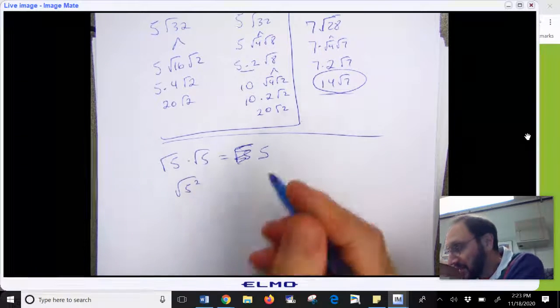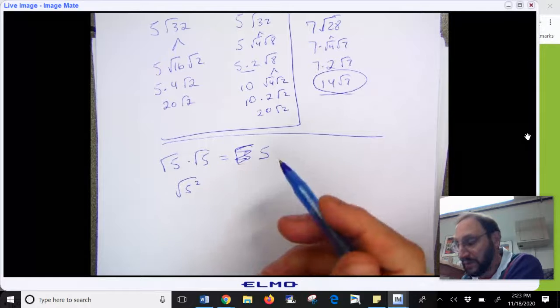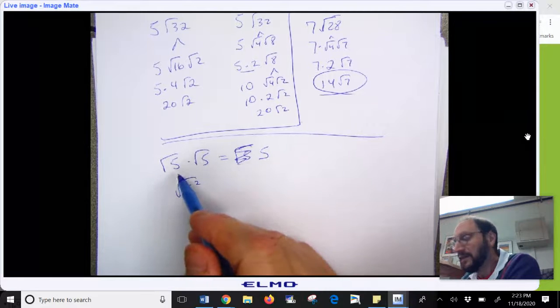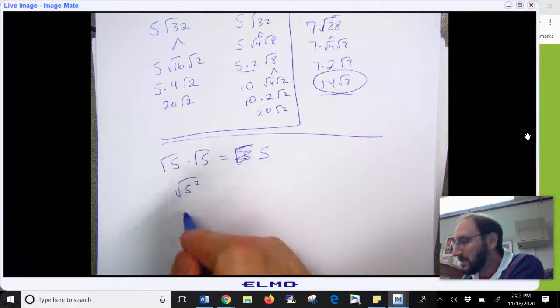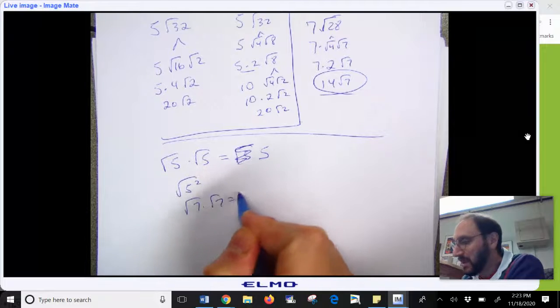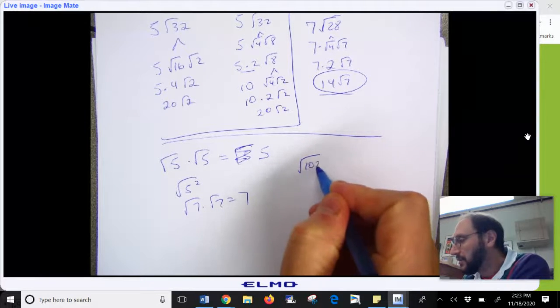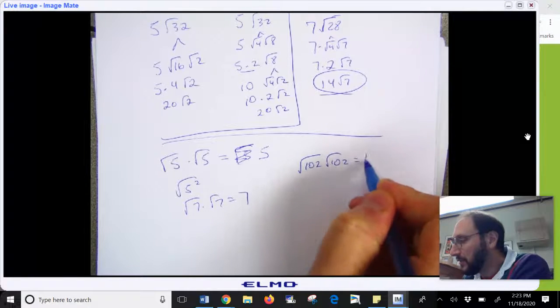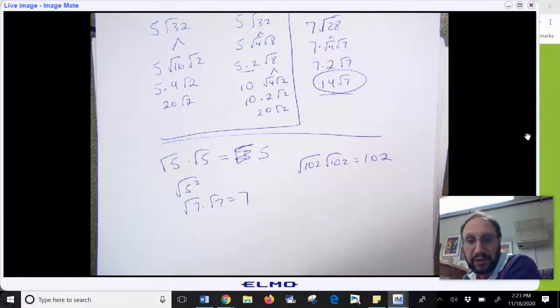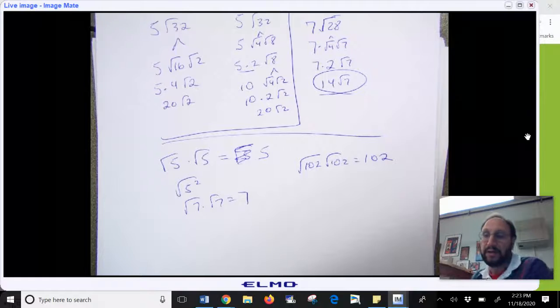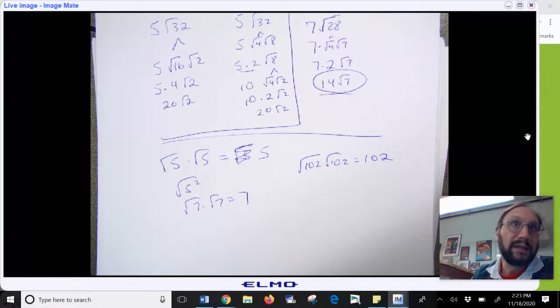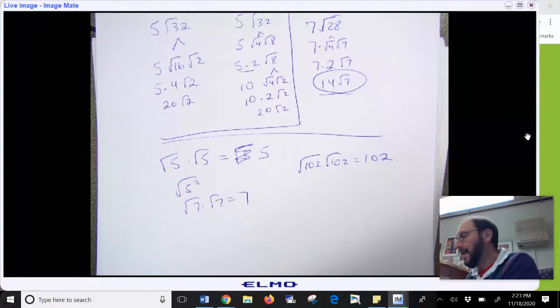So it kind of undoes it and it becomes magically 5. Because you're asking yourself, what times itself is equal to this thing? So square root of 5 times square root of 5 is 5. If it was the square root of 7 times the square root of 7, it would be 7. If it was the square root of 102 times the square root of 102, you don't even need to know what 102 times 102 is to know that the answer is 102. We'll get another problem like this, but I'm hoping that you don't need to see that one.